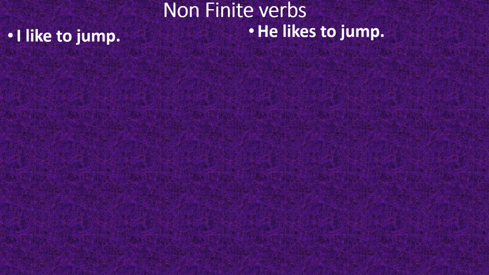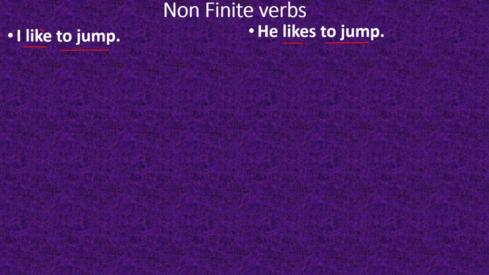Look at the following examples first. I like to jump. He likes to jump. In the first example, like and to jump are verbs. In the second example, likes and to jump are verbs. These are called verb forms.